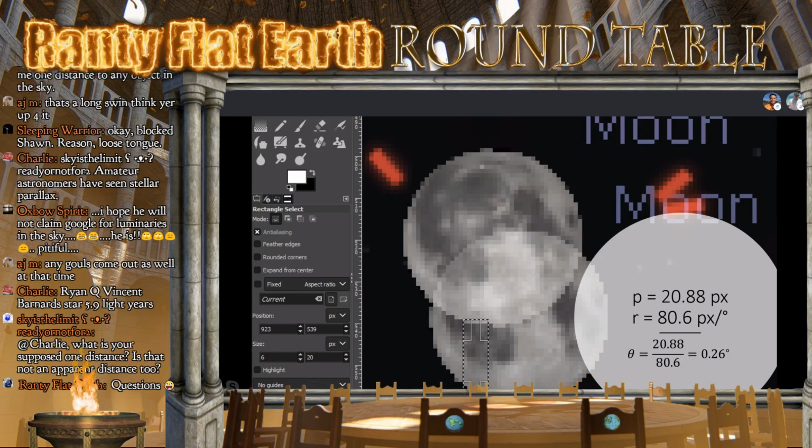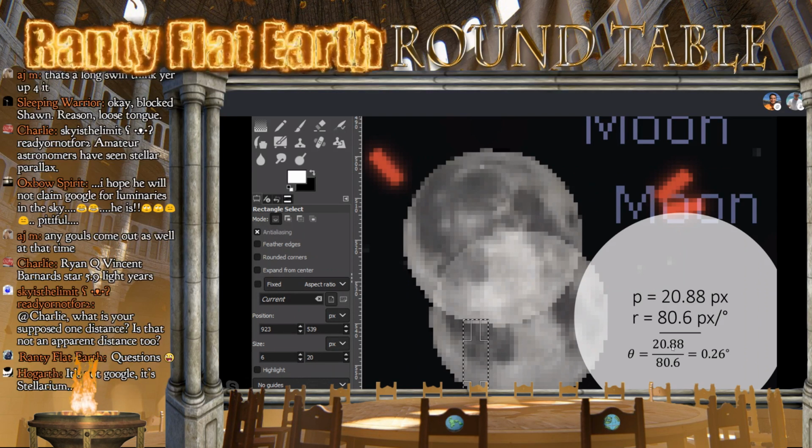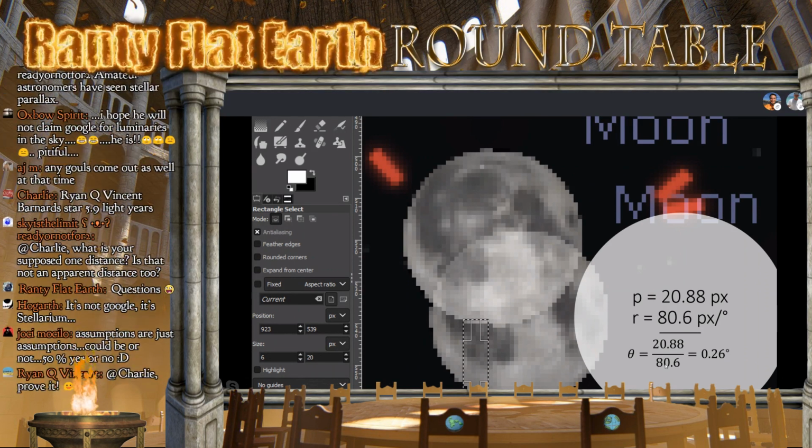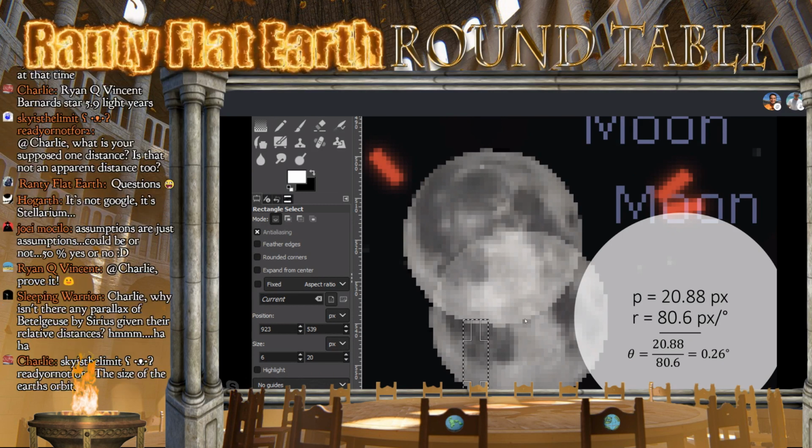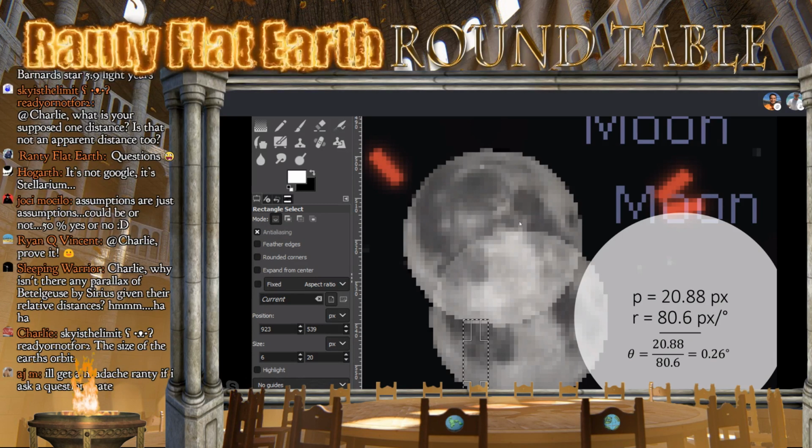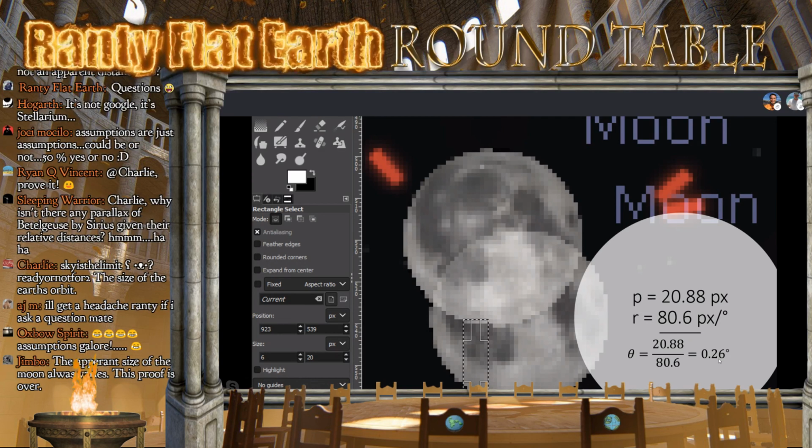Using a squared plus b squared equals c squared, I can measure the distance of the diagonal, and that comes out to about 20.88 pixels. Dividing 20.88 pixels by our ratio of 80.6 pixels per degree, I get an angular shift in the moon of about 0.26 degrees. And since the moon is about half a degree in angular size, you can see that this checks out. This appears to be about half the height of the moon. If the moon is about 0.5 or 0.52 degrees, then it really has appeared to move about half of its own width. So again, our angle here is 0.26 degrees.